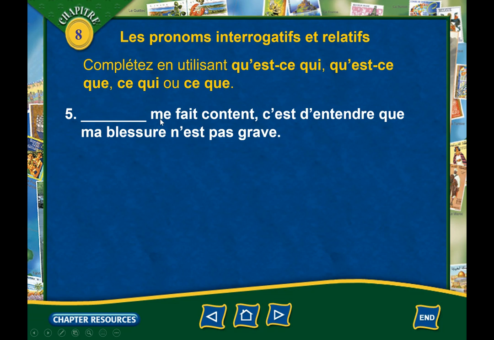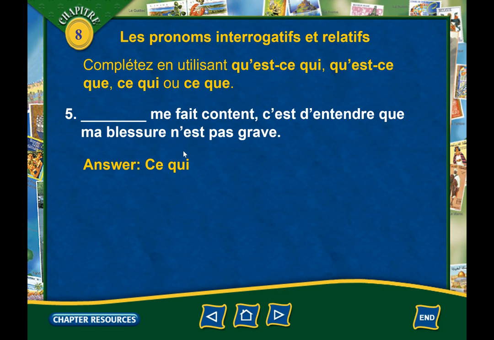This me is an indirect object pronoun, so don't let that fool you. It's not a subject. There's my verb. So I'm going to use ce qui. Ce qui me fait content, c'est d'entendre que ma blessure n'est pas grave.